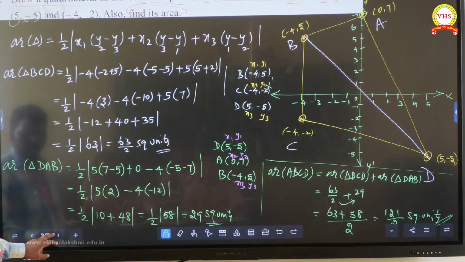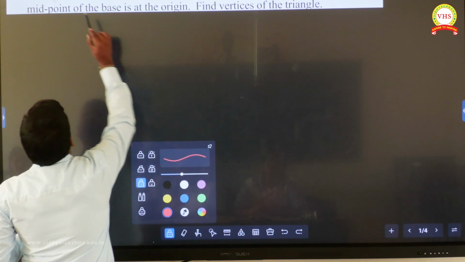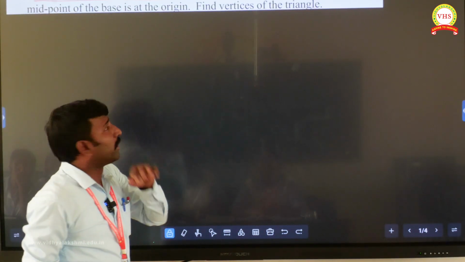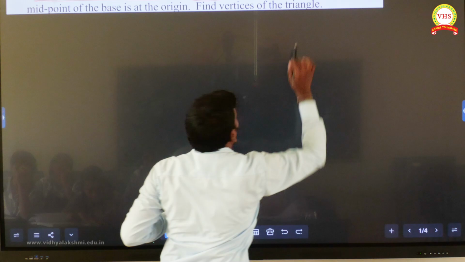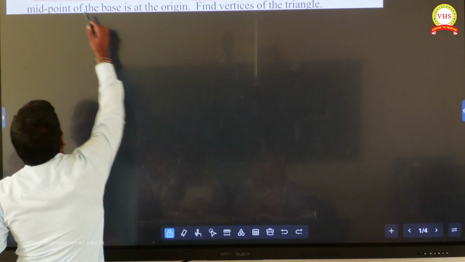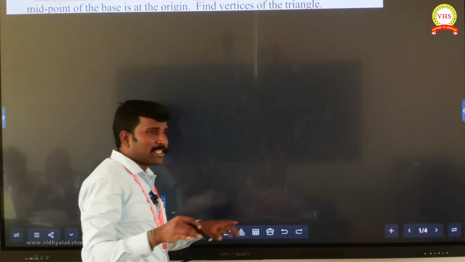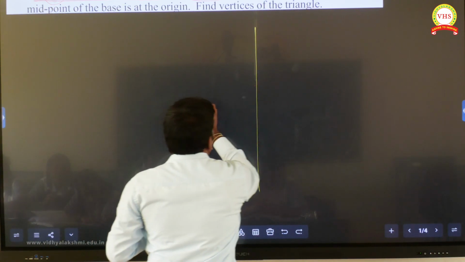Question number 2, what does it say? Let's see. Listen, children. The base of an equilateral triangle with side 2A lies along the y-axis. What are they telling? The base of the triangle lies along the y-axis. It means the base lies on the y-axis. That's the meaning. So we have to draw the coordinate plane.